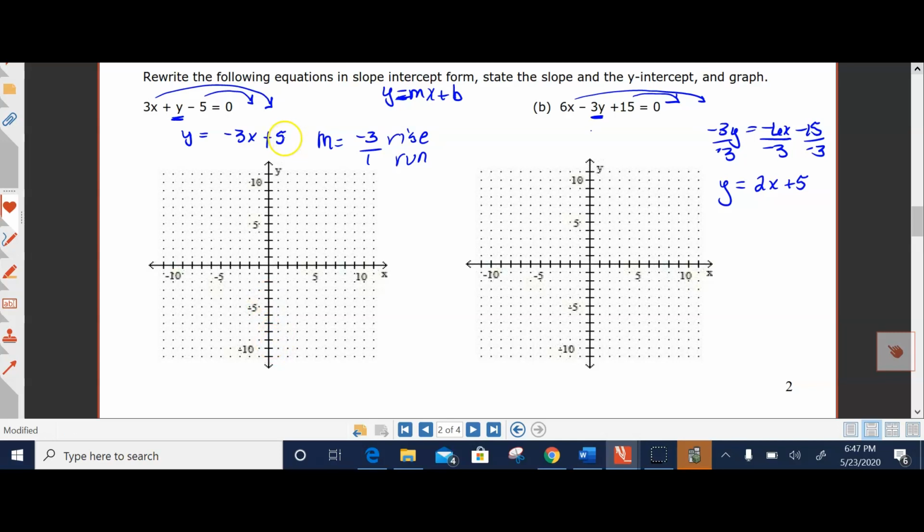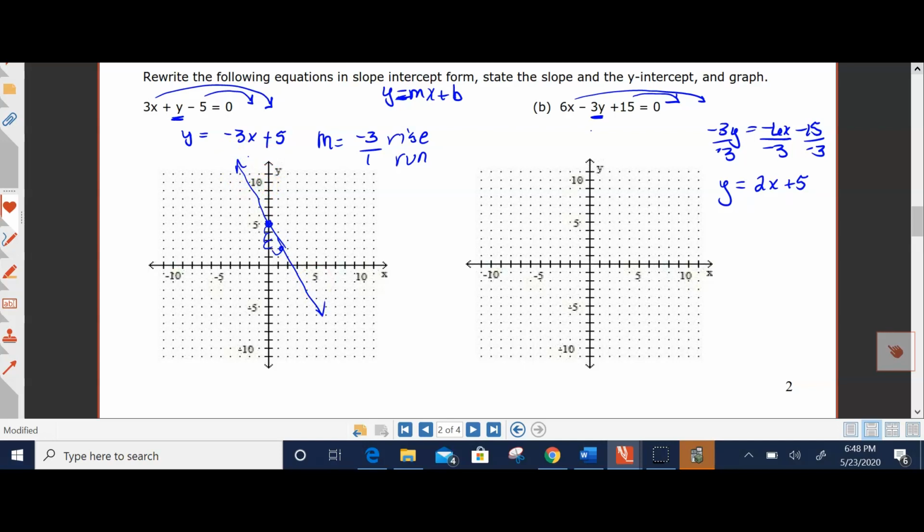The y-intercept is not at negative 5. It's up here at positive 5. Now I'm still going to do the rise over run, but I have to go from my y-intercept, which is now correct. So I'm going to go down 3 and over 1, which puts me right there at the point 1, 2. Connect those dots, and you have graphed that line.